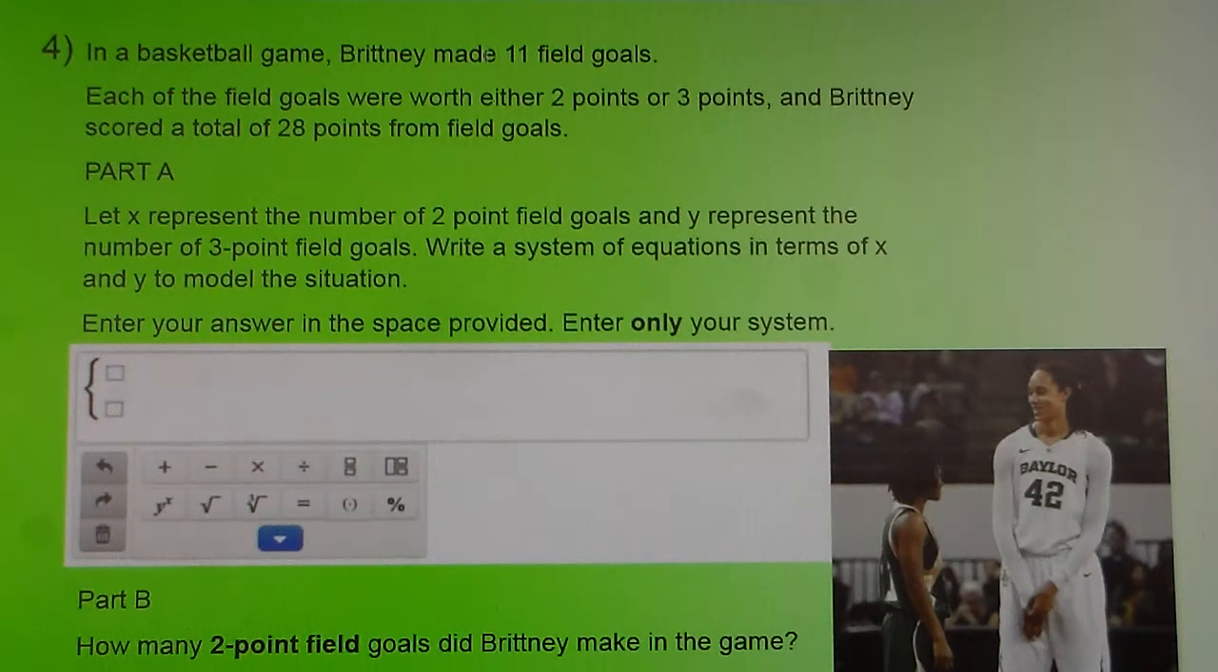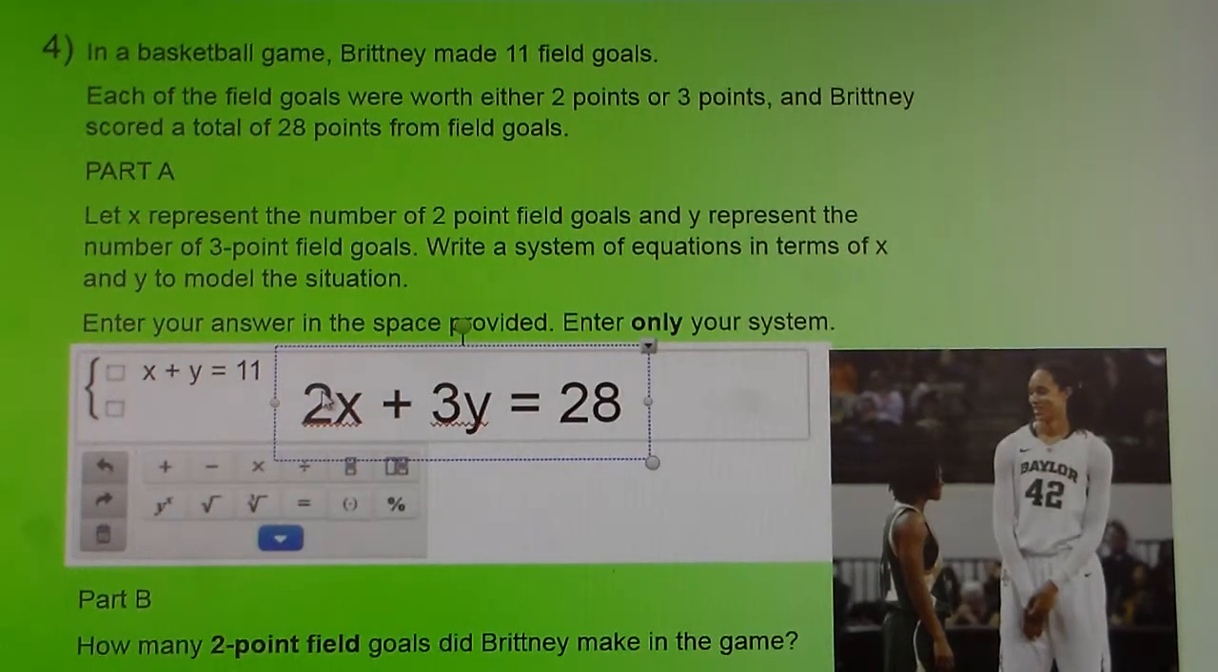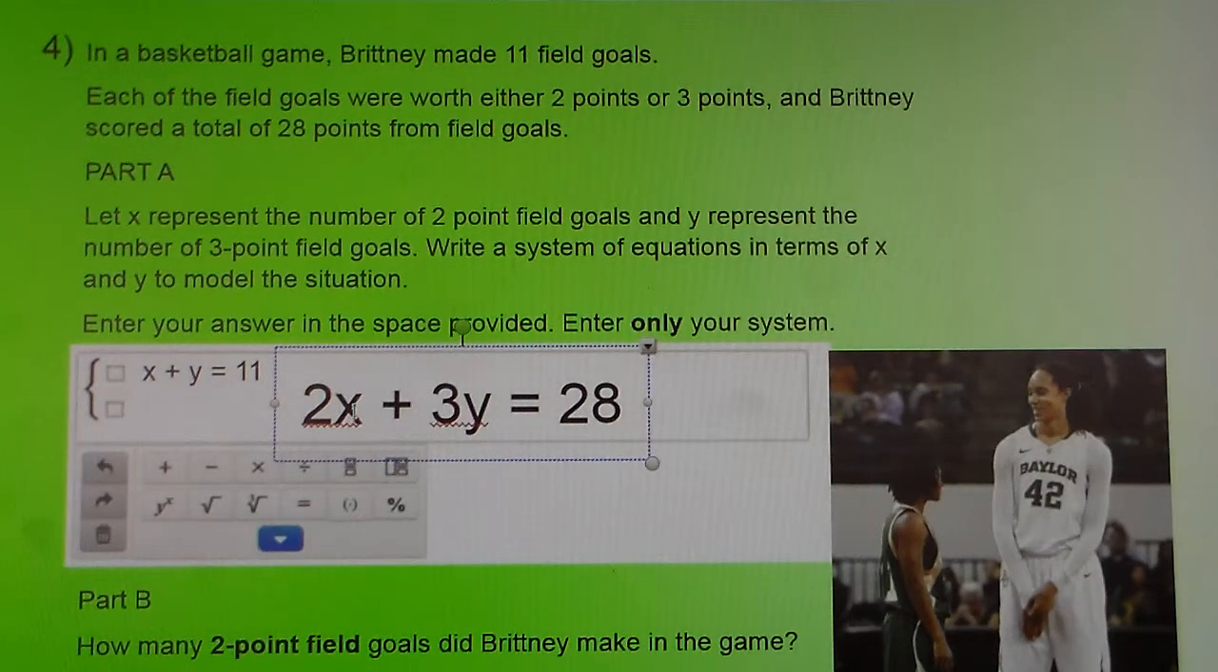So it's 11 total field goals. So it's going to be X plus Y equals 11. That stands for the field goals, so that's our top equation. The next equation is the 2-pointers, so it'll be 2x plus the 3-pointers, 3y, is equal to the total of 28 points, because that equation refers to the points. So you get 2 points for every shot inside the 3-point line, and then 3 points for every shot that's outside the 3-point line, aka the arc.